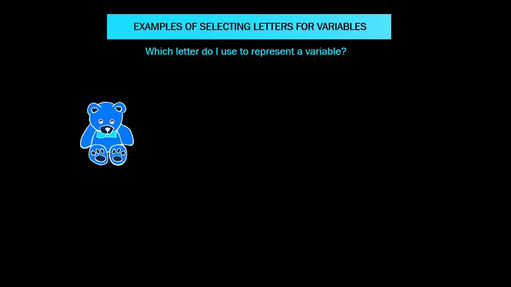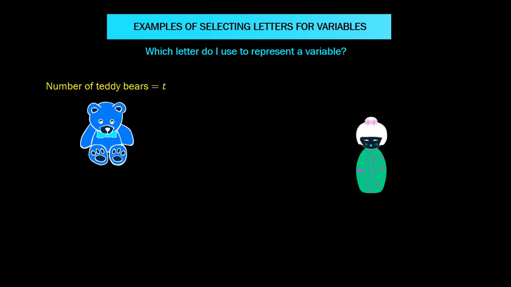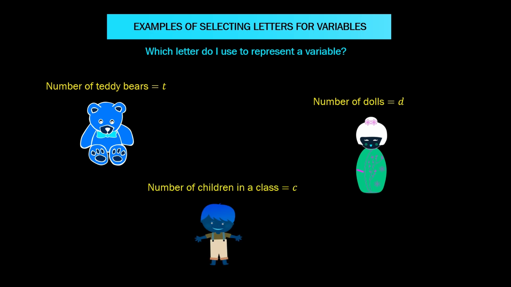Let's now take a look at some examples of selecting letters for variables. Which letter do I use to represent a variable? The number of teddy bears can be expressed as T. The number of dolls can be expressed as D. And the number of children in a class can be expressed as C.